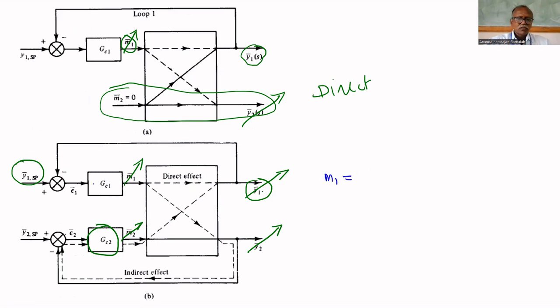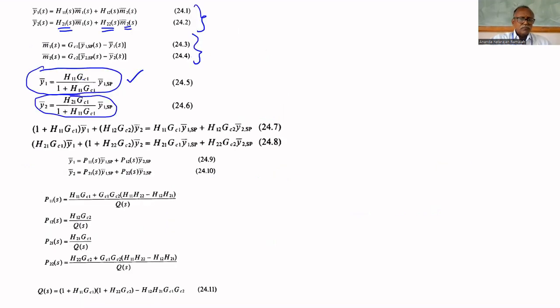M1 equal to the difference between this, that is GC1 multiplied by y1 set point minus y1. Similarly, M2 equal to GC2, the controller, multiplied by y2 set point minus y2. That's what we got, that second equation. If no interaction is there, this you will get. You will get this only if no interaction.